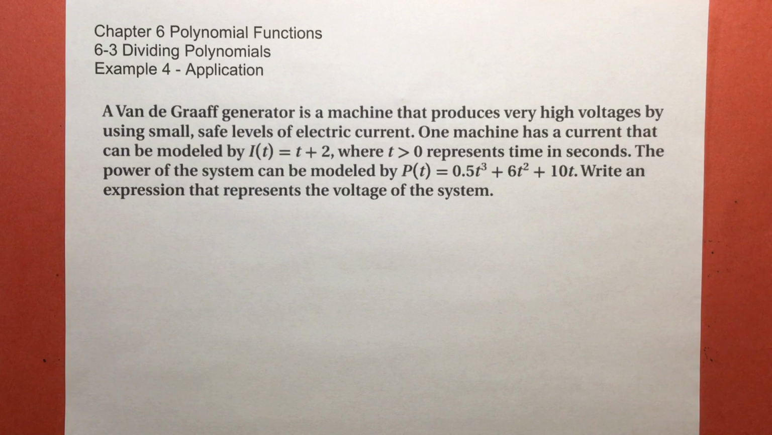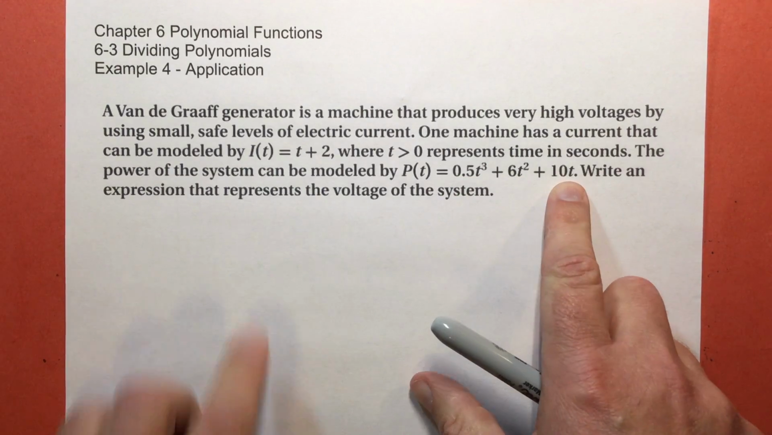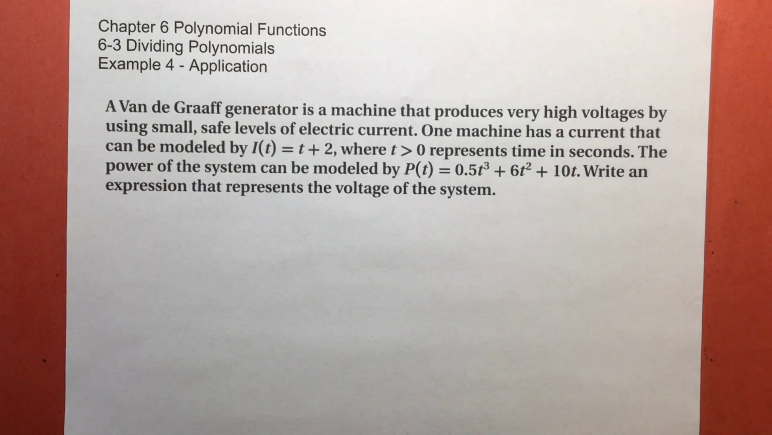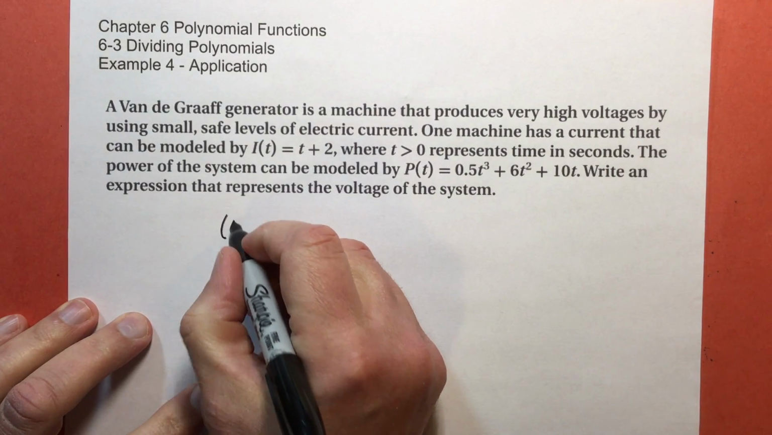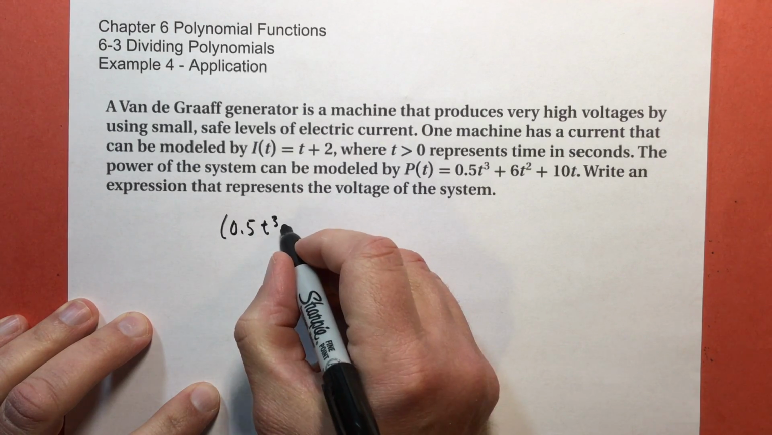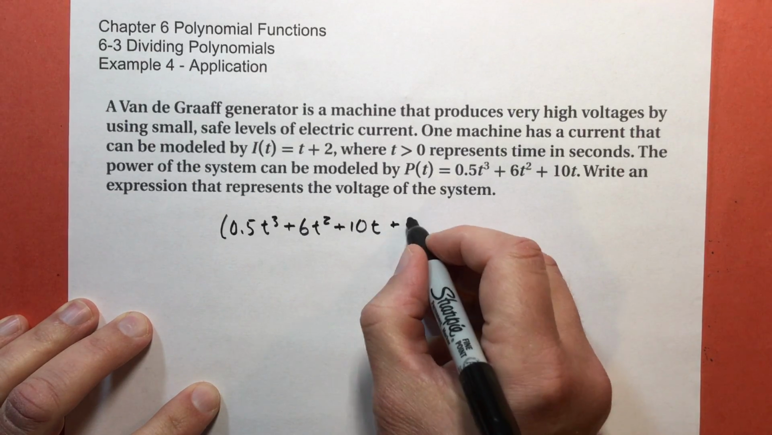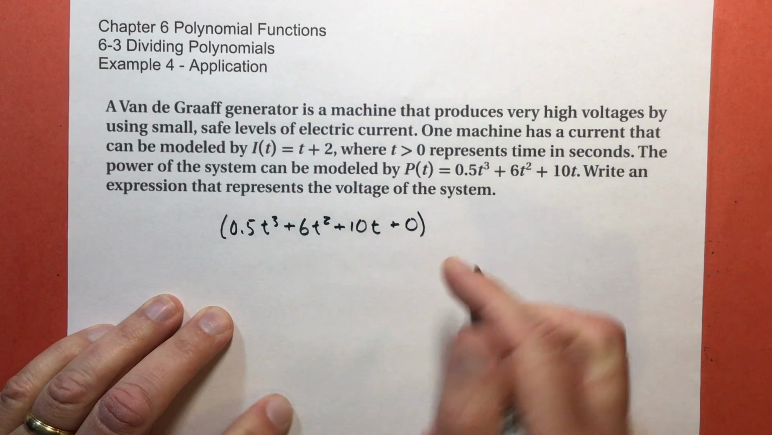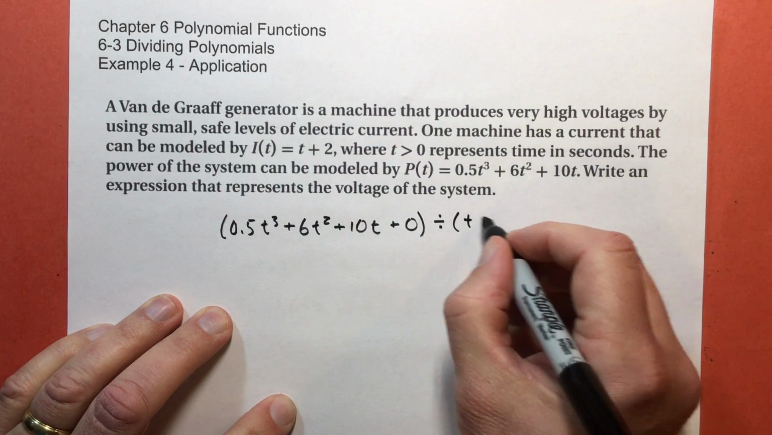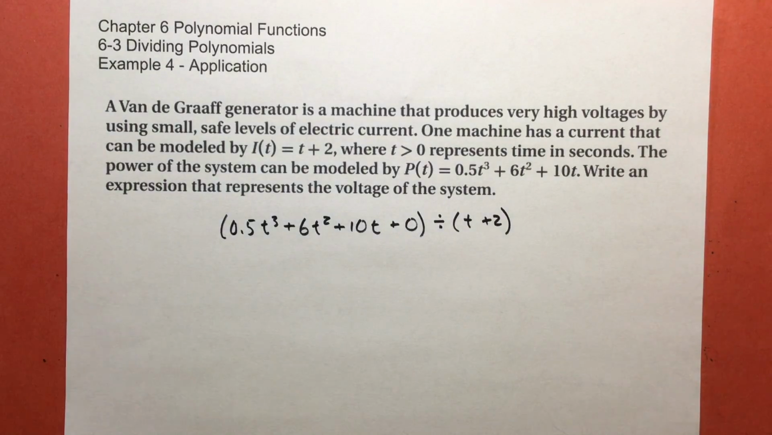So again, we get into Ohm's law and its variations. Don't panic about that. It'd be great if you picked up all these things on the side, but I can't expect that. So really all we're going to do is take this polynomial and divide it by that polynomial. That's all it is. So it all breaks down into this: 0.5t to the third power plus 6t to the second power plus 10t plus 0, because I need to fill in all the missing spaces, divided by t plus 2. That's all this problem is breaking down to.